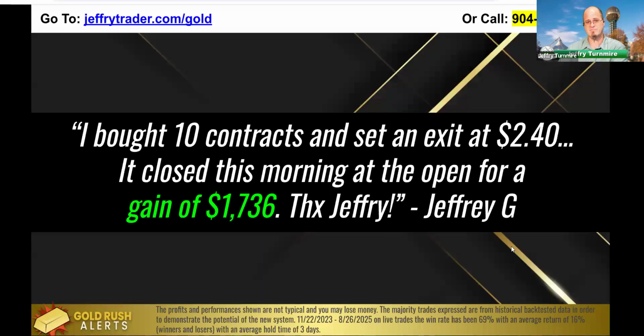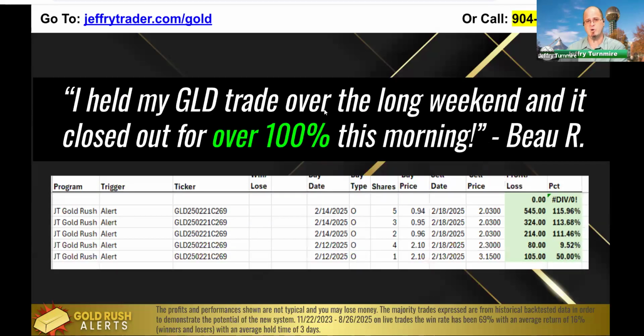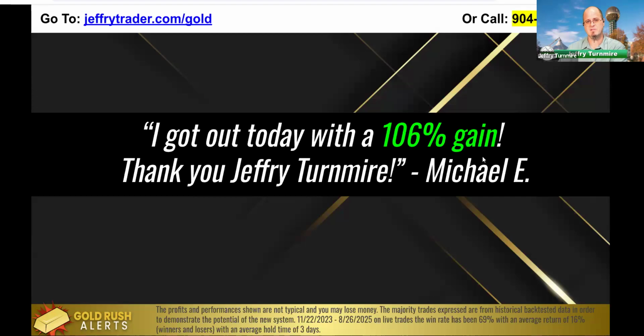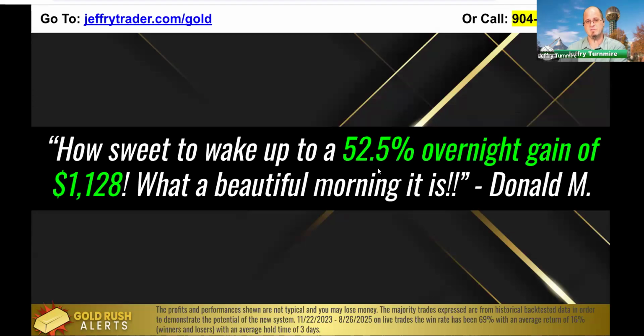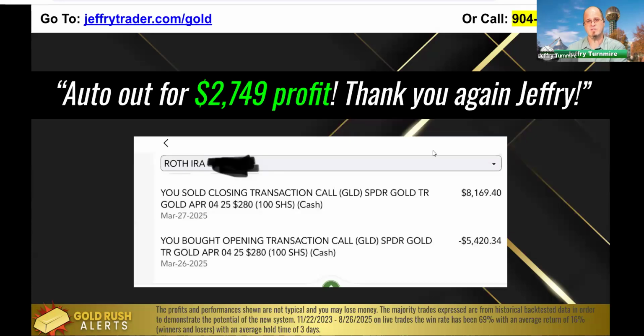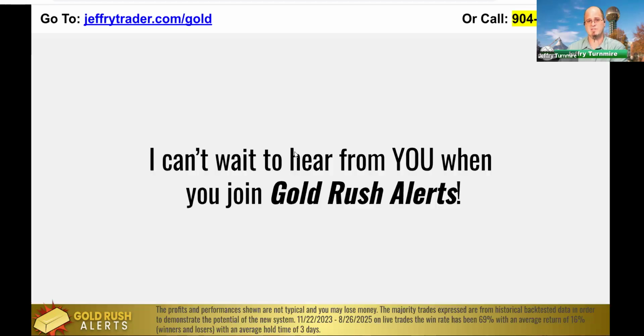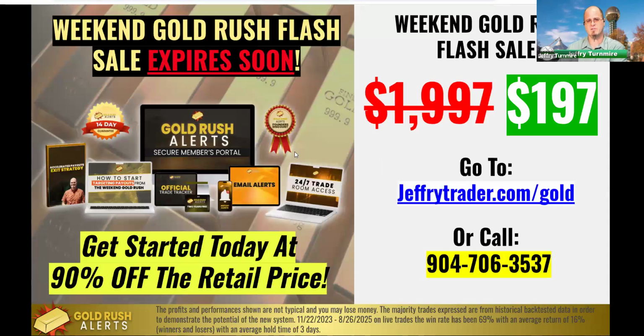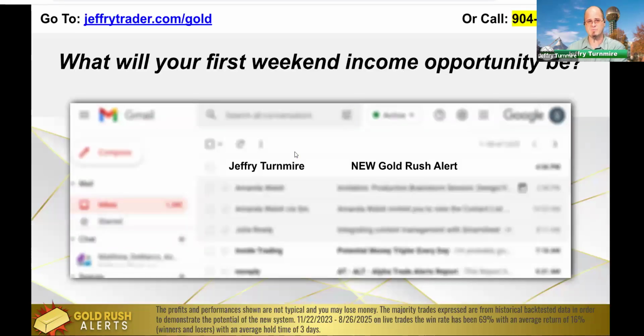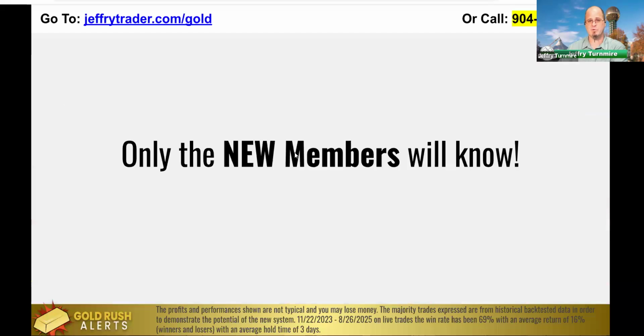Traders are loving Gold Rush. I mean, look at this. Jeffrey G, $1,700. Bo, 100%. Michael, 106%. Doing better than me. Donald, 52.5%. Great work, Donald. Right there, $2,700. 191% from Warren. Crushed it. Can't wait to see what you do with Gold Rush alerts right here. Come join us. What's the first weekend opportunity going to be for you next week? Only the new members are going to know.